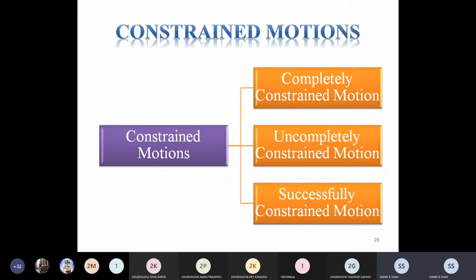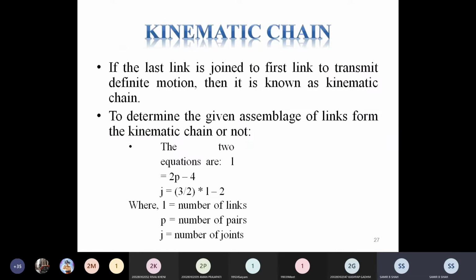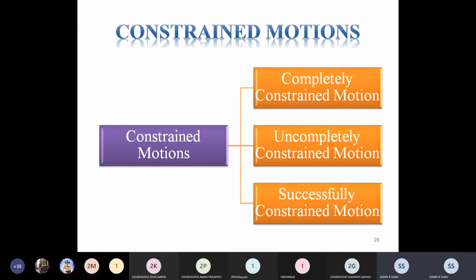If we talk about constrained motion, then the above two equations, L = 2P - 4 and J = (3/2)L - 2, we have to put the values of the number of links, number of pairs and joints in the equations. If both sides are the same, the value on the right side is equal to the left-hand side, then we consider it a constrained chain or constrained motion mechanism.